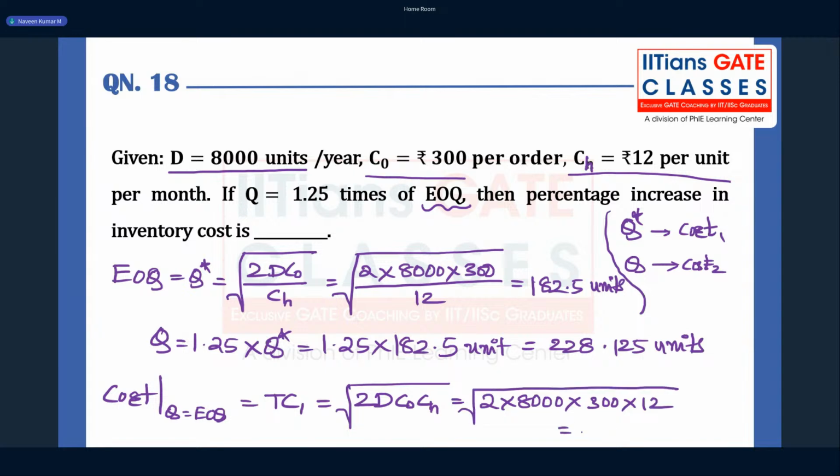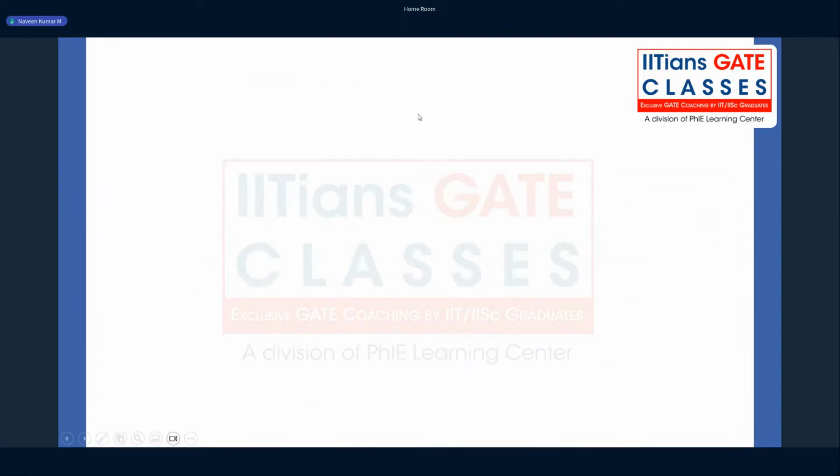If you do the calculation, you'll get approximately rupees 26,290.06. Now again, you have to calculate the cost at Q. So the cost at Q is, maybe I can write TC2. You should not use this formula.